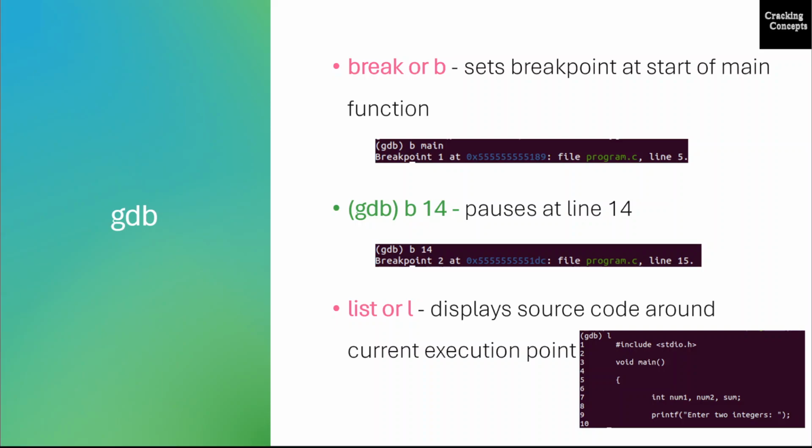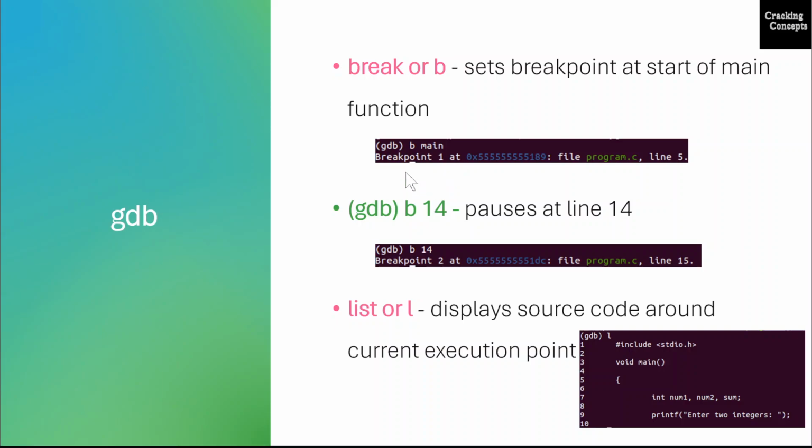The option break or B will set the breakpoint at the start of the main function, which is shown here as B and the function name main.